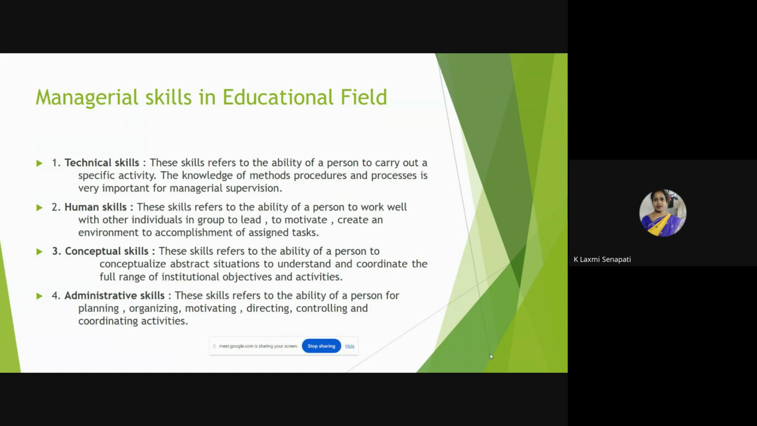Suppose smart mode and all types of facilities provided by the government are there with us, but we don't know how to operate them. Then these things are meaningless and valueless for us as well as for the students. So we should have the skill, we should know how to use them. So technical skills must be there, and human skills, that is most important.